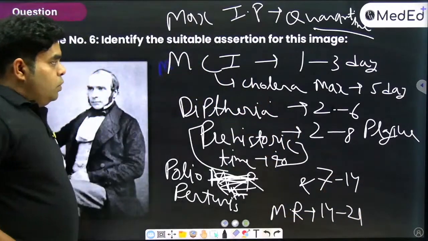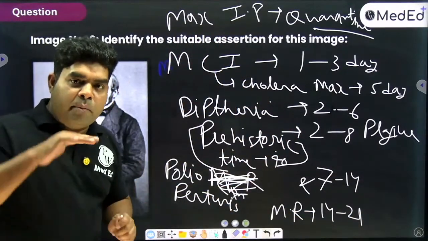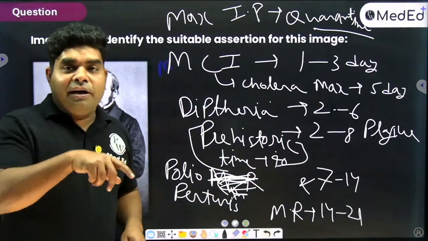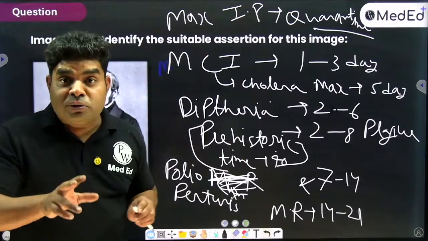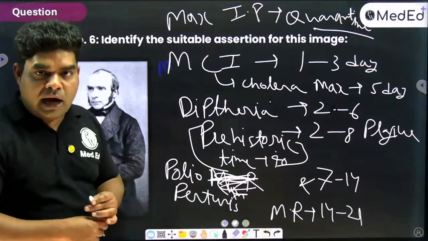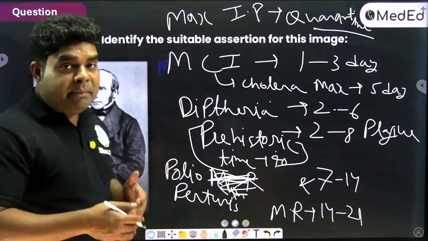So these are the incubation periods. You can remember it like a flow. MCI 1 to 3, 2 to 6 diphtheria, 2 to 8 plague, 7 to 14 polio, pertussis, and 14 to 21 mumps and rubella. We are left with only 2, measles and chickenpox.